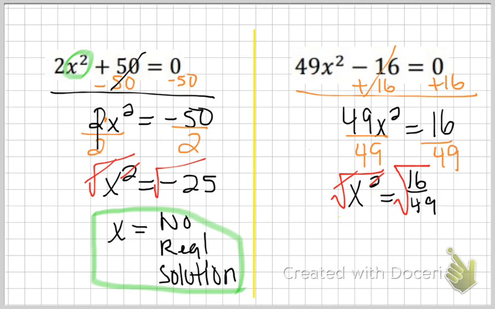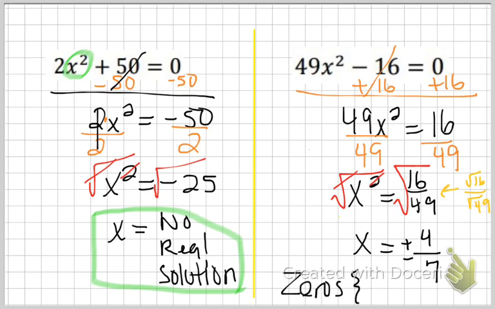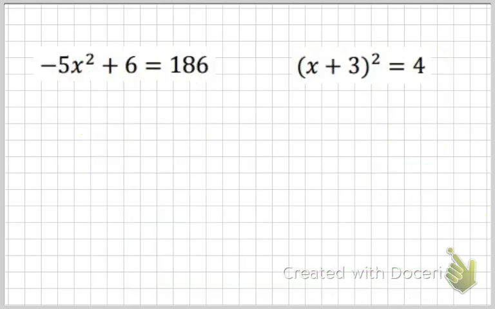Now what's happening here is we are taking the square root of the numerator and the square root of the denominator, and we get that the square root of 16 is just 4. The square root of 49 is just 7. Now we don't know if that's a positive or a negative 4 over 7. So we have that our zeros, our solutions, are negative 4 over 7 or positive 4 over 7. And this is how we would write our answer.